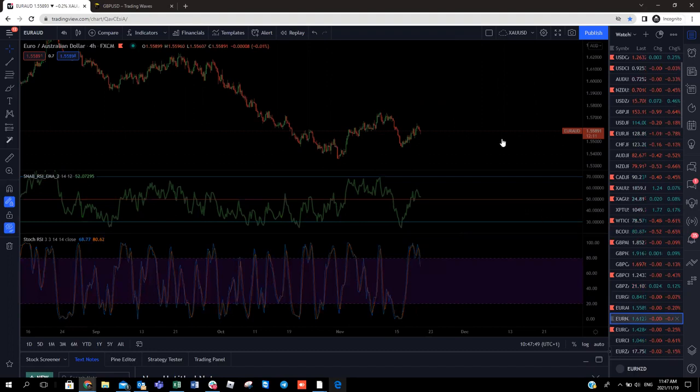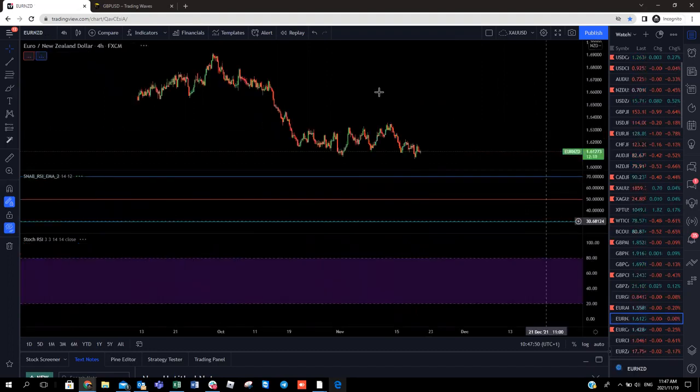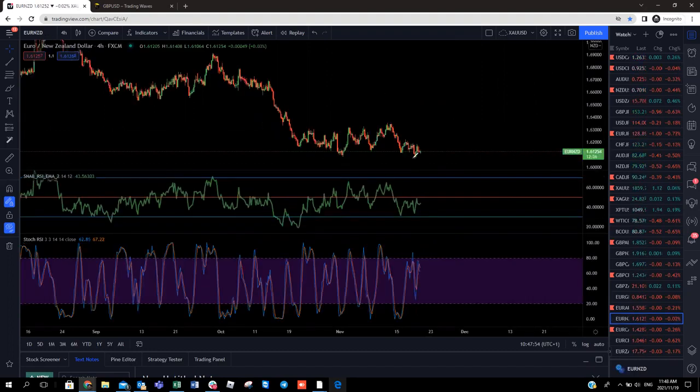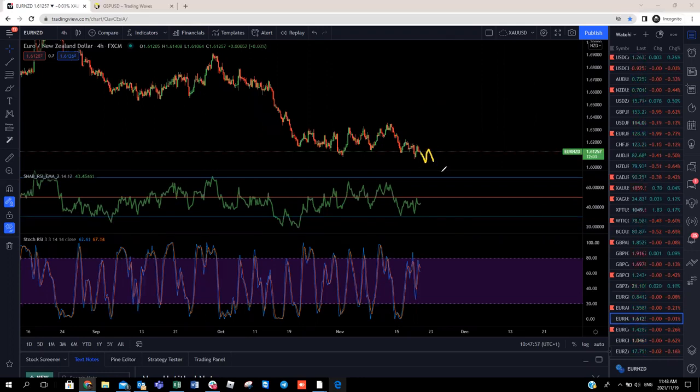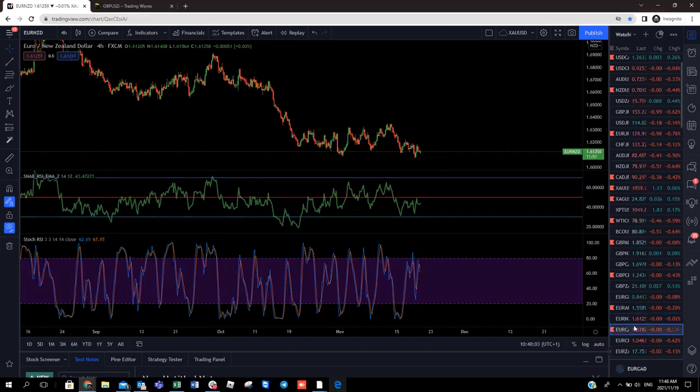Euro New Zealand, just like pound New Zealand, we are bearish. Although this is now showing some divergence, we want to see this one do that. Okay, so that is Euro New Zealand.